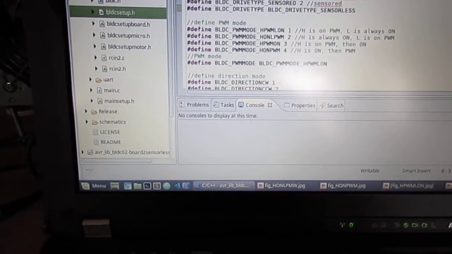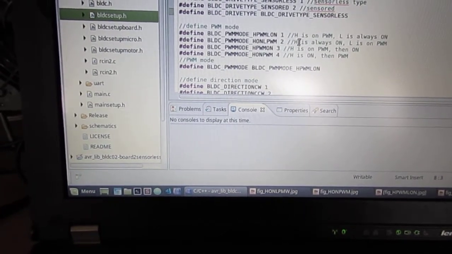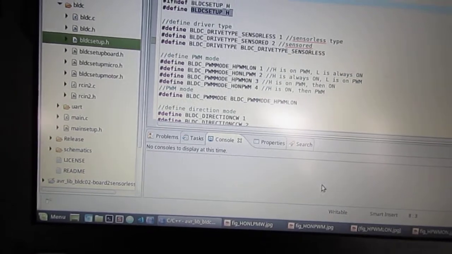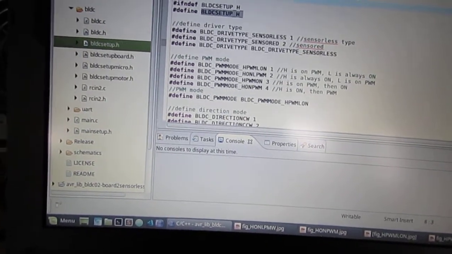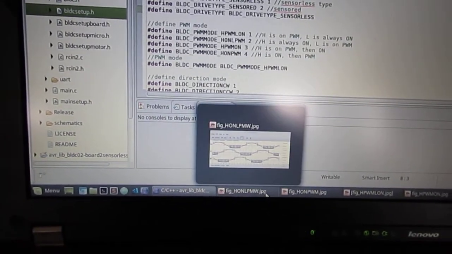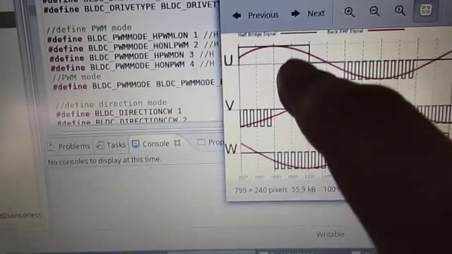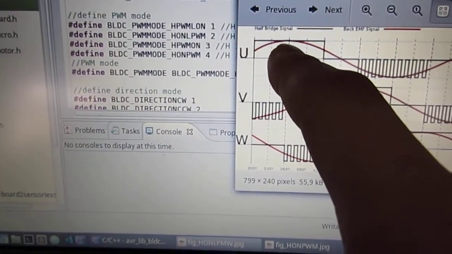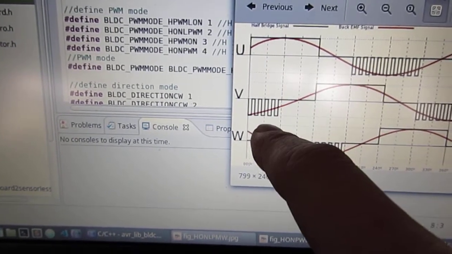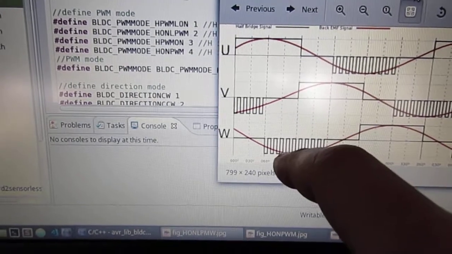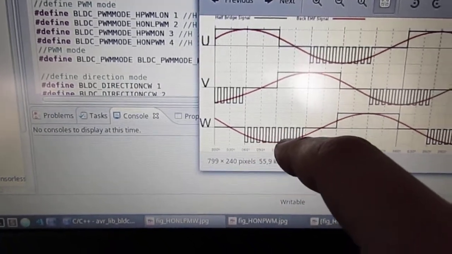If you take a look at the second one, the high side is always on and the low side is on pulse width modulation. The high side is always on, the low side with pulse width modulation, and so on.